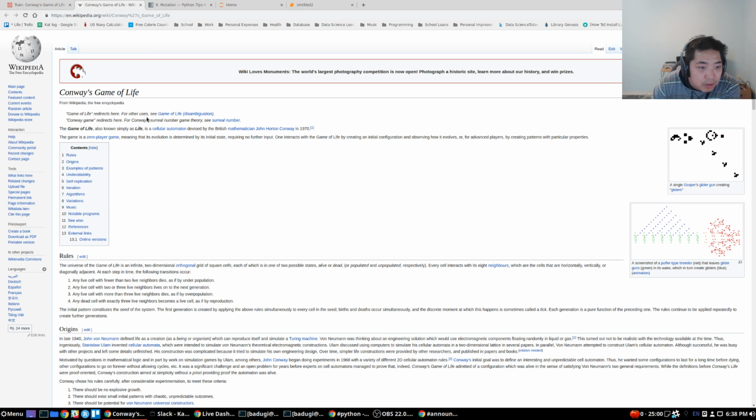Game of Life, simply known as Life, is a cellular automaton devised by the British mathematician John Conway in 1970. This game is a zero-player game, meaning that its evolution is determined by its initial state, requiring no further input. One interacts with the Game of Life by creating an initial configuration, observing how it evolves, or for advanced players by creating patterns with particular properties.